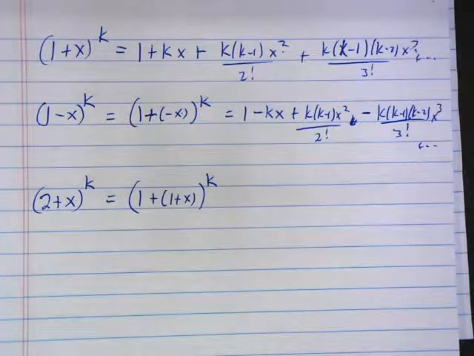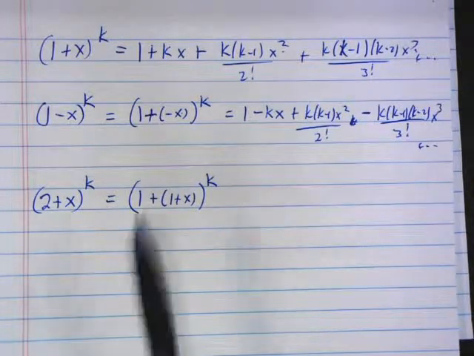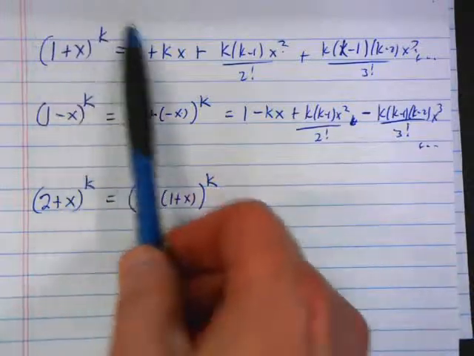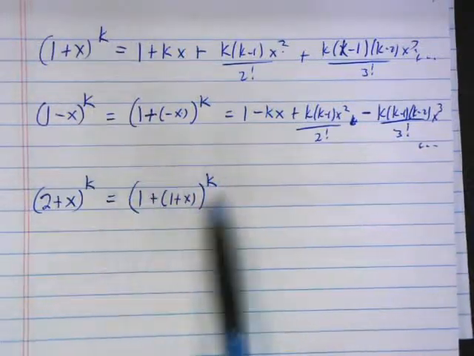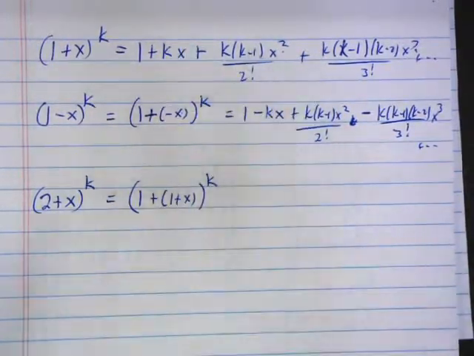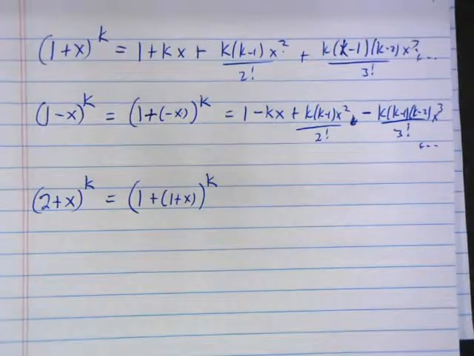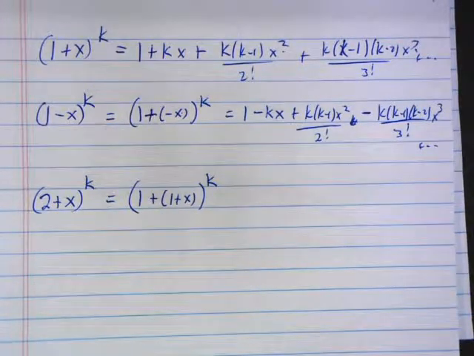Generally, to find power series, we try to avoid deriving them. What we try to do is take a power series that we already know, write this in the form of that power series, and then plug things in. And we'll do some more of that on Monday.